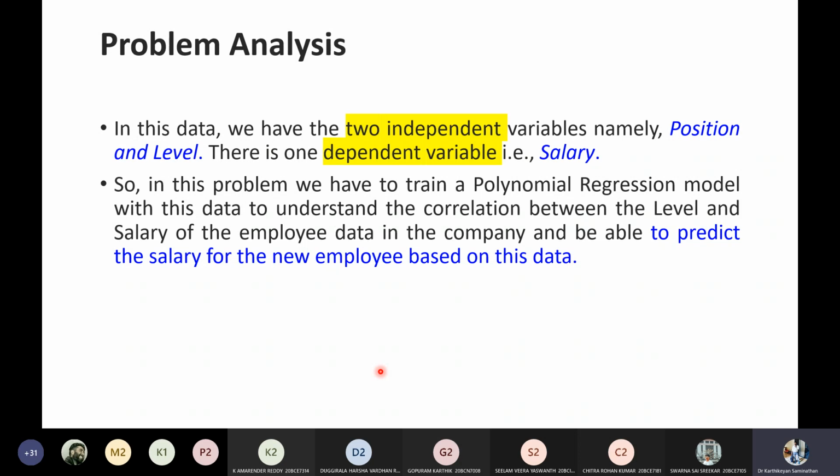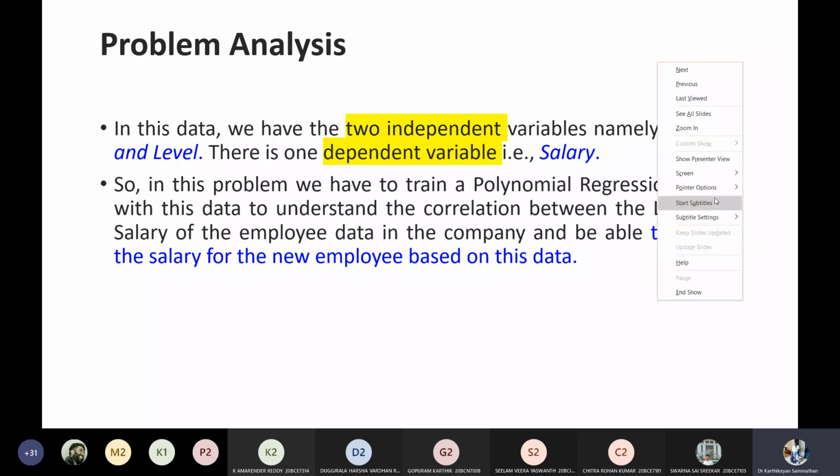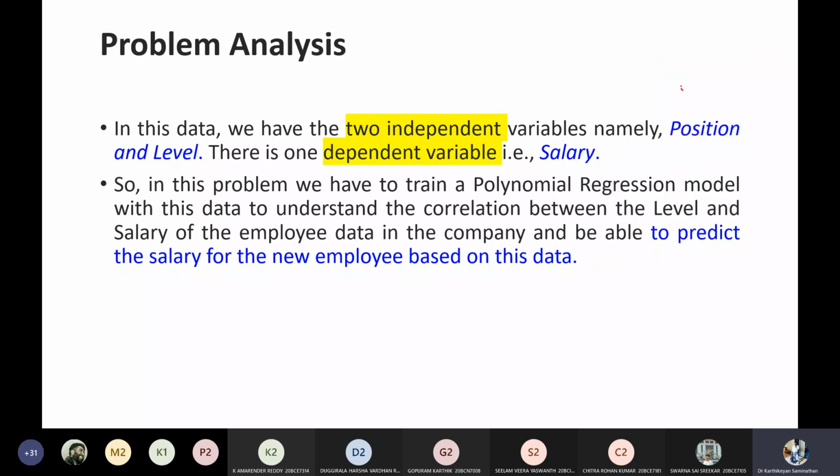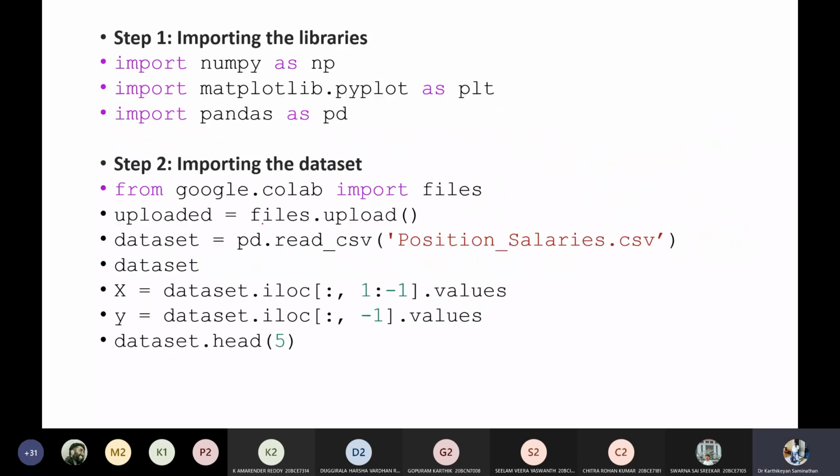Understand that you have two variables, x1 and x2. Assume x1 is your position. From this you can understand this is a multivariable problem statement. x1, x2, then salary is your y. So this is what is given, and now we need to predict the salary for the new employees.